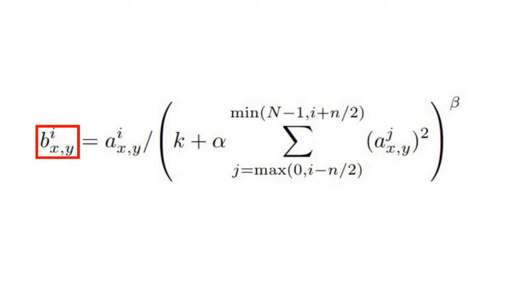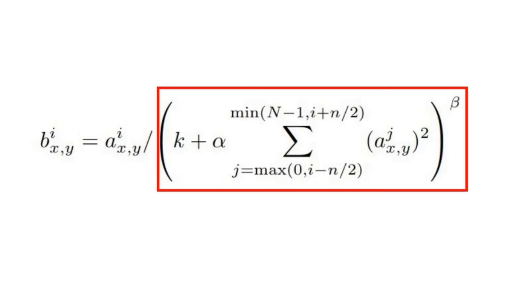So b, x, y, superscript i is the local response normalized output from a neuron at x, y for the kernel i. So a, x, y, superscript i is the output from the activation function of the neuron at position x, y of kernel i. So this activation is then divided by this huge chunk to yield the output b.